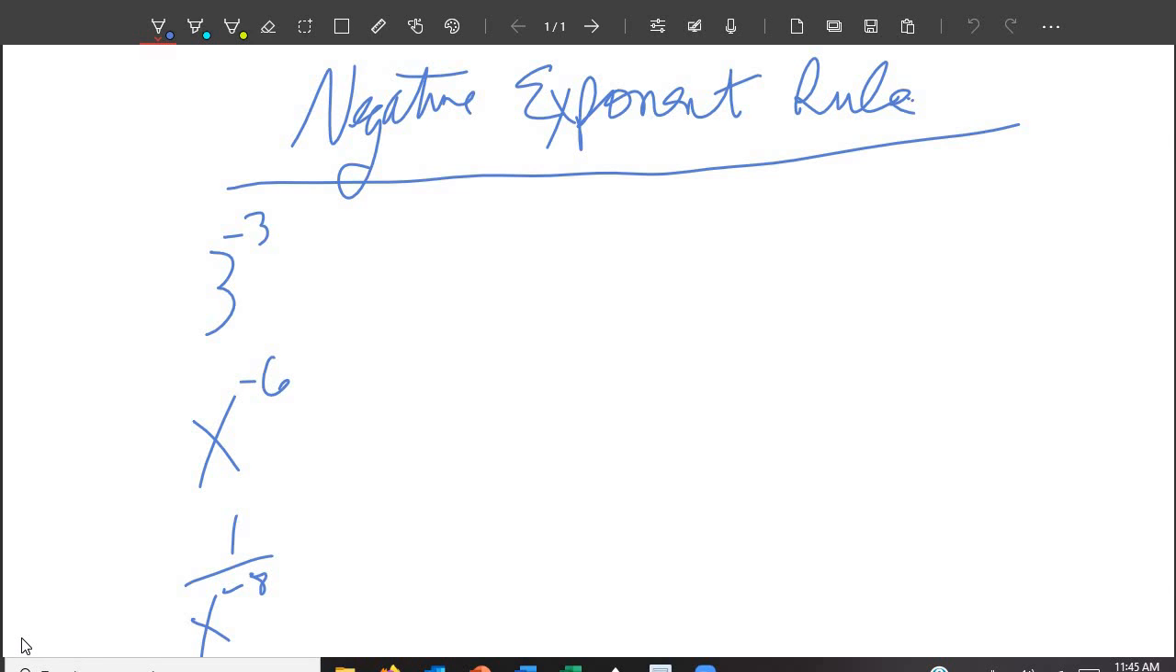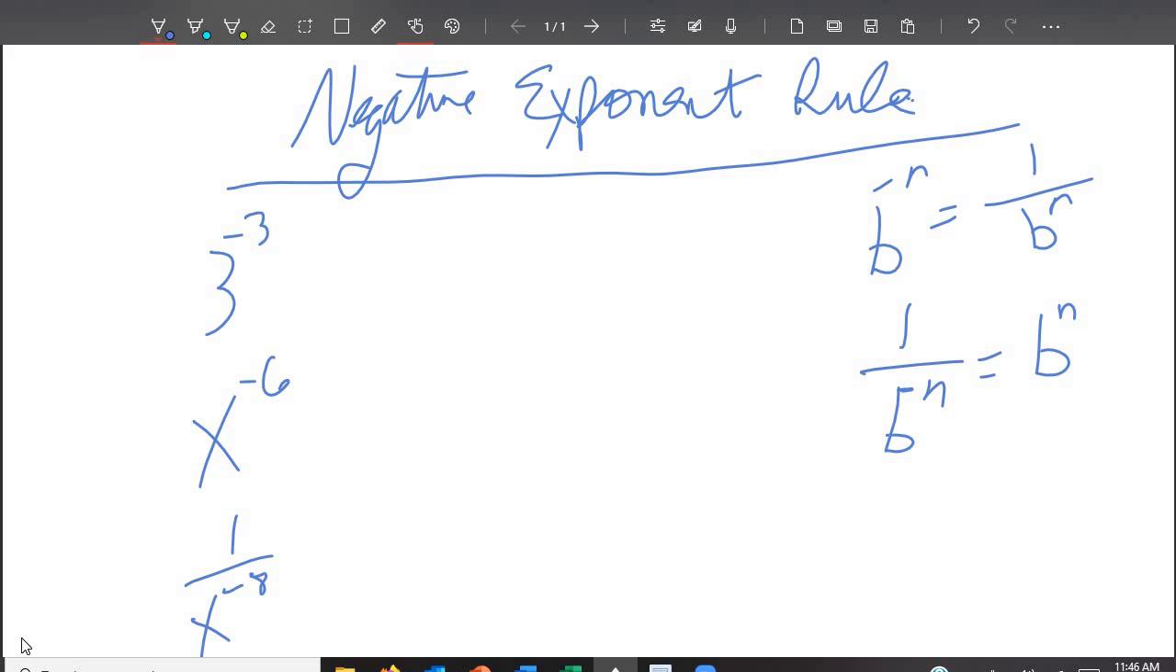Negative exponent rule. We don't like negatives in our problems. There's a rule that says if you have anything with a negative exponent, you can rewrite it like this and make the exponent positive. If you had something like this with a negative exponent, you could flip it and make the exponent positive.